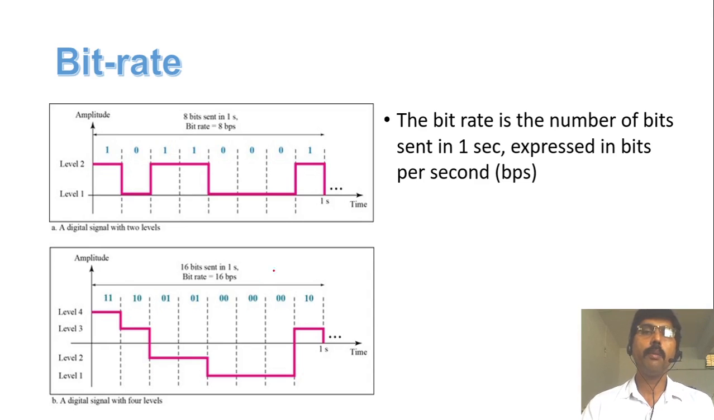The next one is called bit rate. What is the meaning of bit rate? The bit rate is the number of bits sent in 1 second, expressed in bits per second. Here, bit rate means how many bits I can transmit in 1 second. For example, see here, 8 bits can be transmitted in 1 second. From here to here it is 8 bits. I can transmit 8 bits in 1 second. So the bit rate is 8 bits per second. This is an example for a bit rate of 8 bits per second.